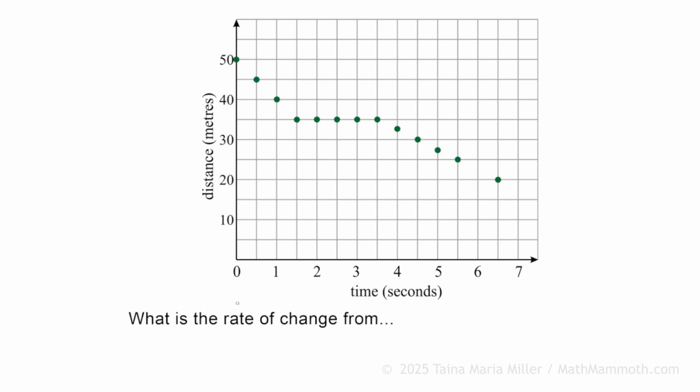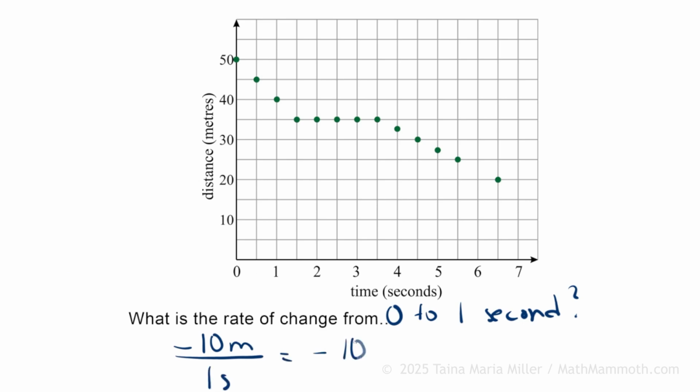We have distance and time. And so our rate of change will need to include those units. What is the rate of change in this first portion? Let's say from 0 to 1 second. We check how the outputs change during that time. The output here is 50 meters. At 1 second, it is 40 meters. Okay? So the difference is negative 10 meters. And the time was 1 second. Negative 10 meters per second.